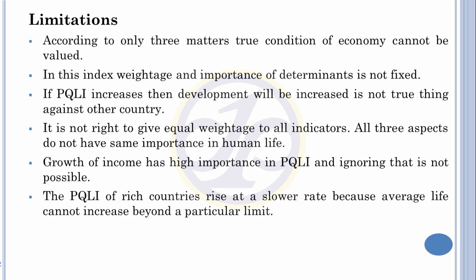That's the reason. Another limitation of this index is that weightage and importance are not determined in a fixed manner. According to the growth of income, it has high importance in PQLI and ignoring it is not possible. The PQLI of rich countries rises at a slower rate because average life cannot increase beyond a particular limit. So those are all the limitations. PQLI is not a perfect indicator.